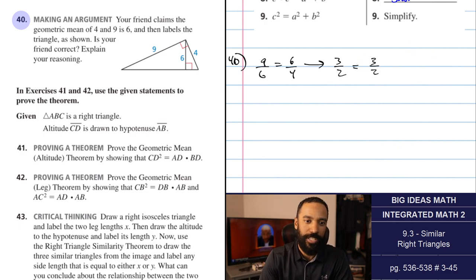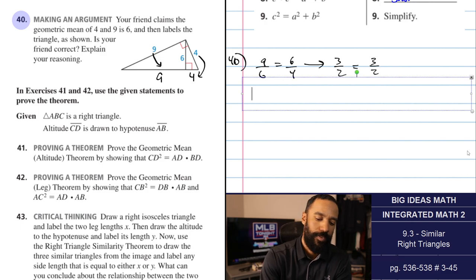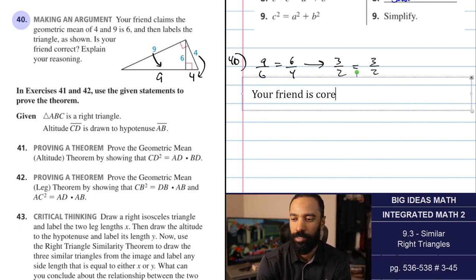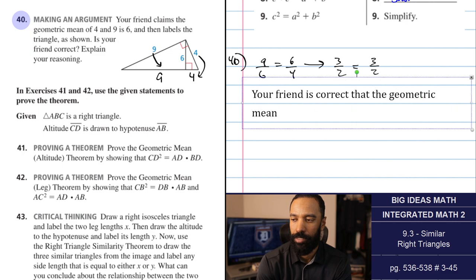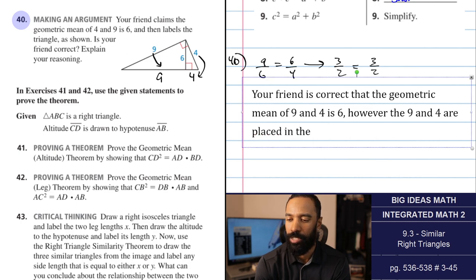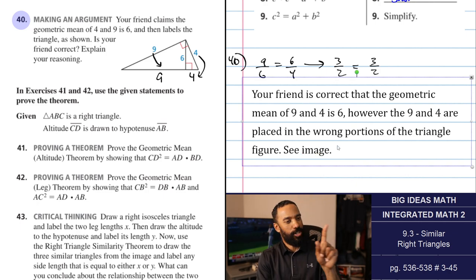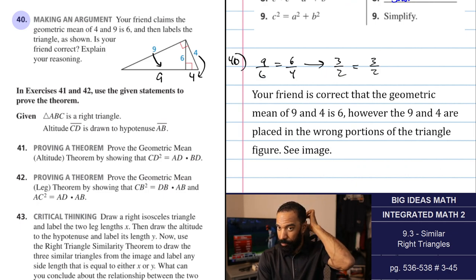However, it's in the wrong place. As far as that being a geometric mean, the 4 would have to go here, and the 9 would have to go here. So is your friend correct? Your friend's correct that the geometric mean of 9 and 4 is 6. However, the 9 and 4 are placed in the wrong portions of the triangle figure. See the image on the left side of my screen.